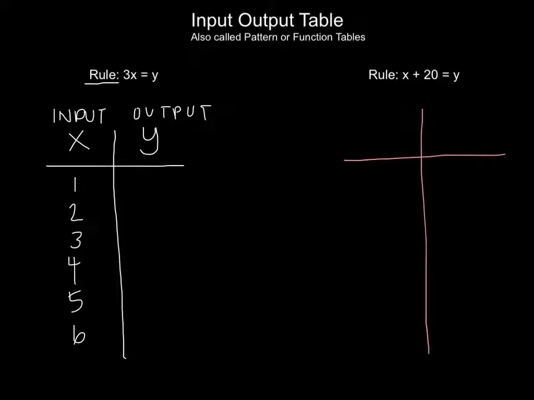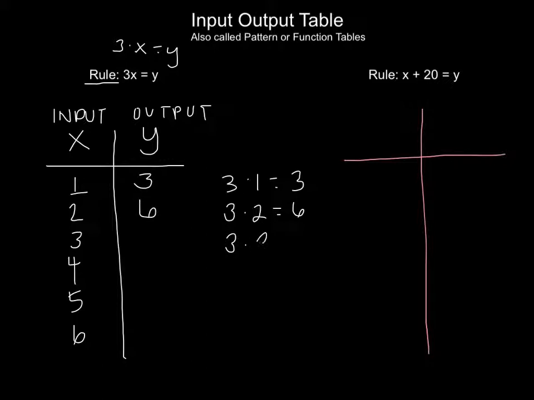The rule up here says 3x equals y, and we know that is the same thing as 3 times x, and that's going to equal my output, which is y. So I'm going to replace x with this first number, and over to the side I'm going to rewrite 3 times x when x is equal to 1. Well, 3 times 1 is 3. So when I put in 1, my answer is 3. Now I'm going to try 2. So instead of 3 times 1, I'm going to try 3 times 2, which is 6. So when the input is 2, the output, the answer, is 6.